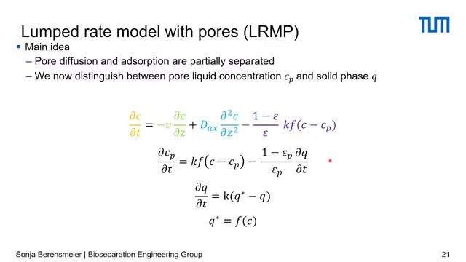The next level of complexity would then be the lumped rate model with pores. So here we now take into account effects like pore diffusion and adsorption that are happening, and they're not thrown together into one parameter anymore, but are happening in different parameters. This is also the first stage where we actually distinguish between a liquid concentration in the pores and a solid phase. So before we had the concentration inside of the fluid phase or the mobile phase and the solid phase Q, but now the lumped rate model with pores takes into account the concentration of the molecules inside the pore liquid, here called Cp.